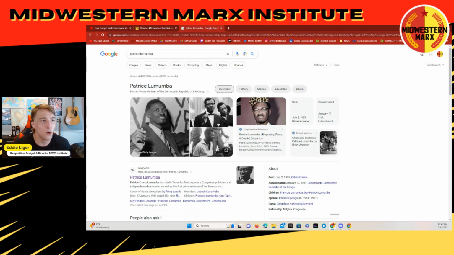He was overthrown in a coup that was backed by the US and Belgium and replaced by Mobutu Sese Seko, whom the word kleptocracy was named after. Kleptocracy means a corrupt autocratic dictatorship where the leadership of a country uses that country's resources to enrich themselves and Western multinationals who are backing them.